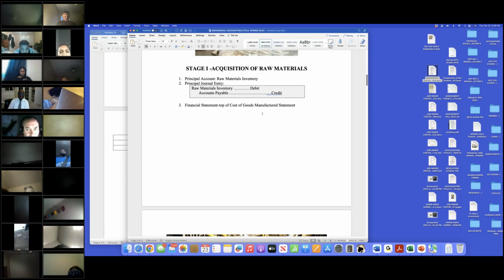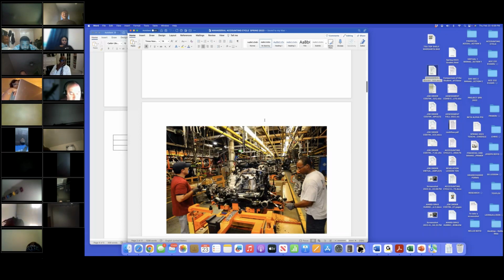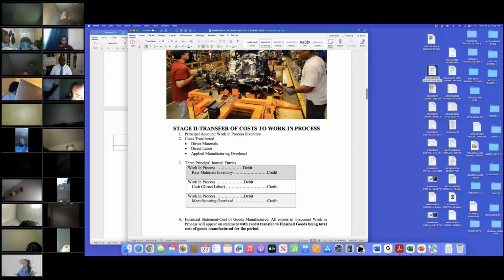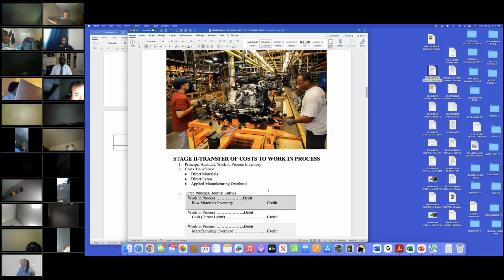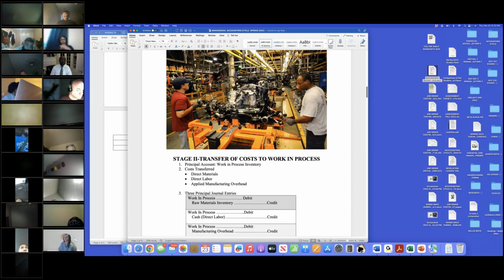Okay. Let's look at stage 2. This is where we make the item. Team 1, when we make these journal entries, we debit work in process each time. The first journal entry is the raw materials. We bought them, and now we transfer them from the warehouse to the production floor. So when that happens, there's a journal entry to debit work in process and credit raw materials inventory.